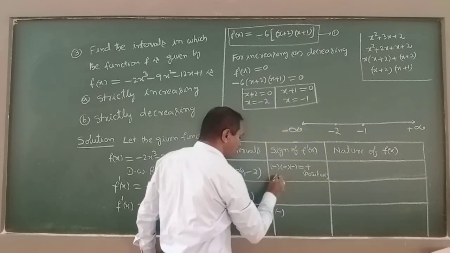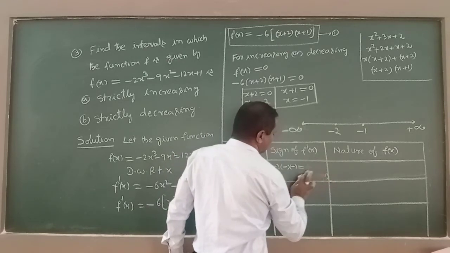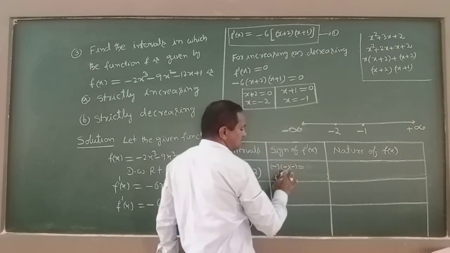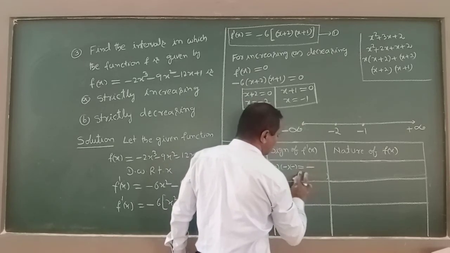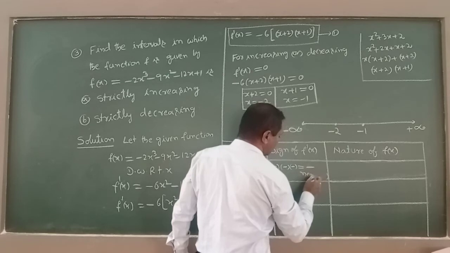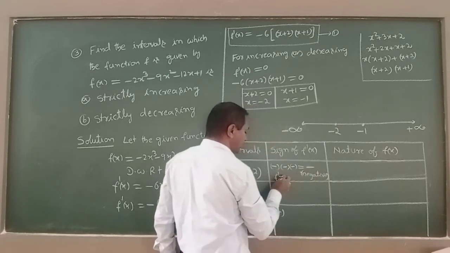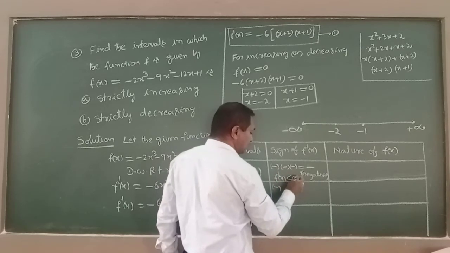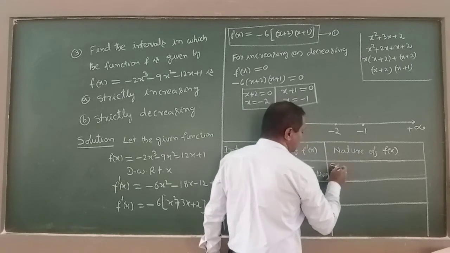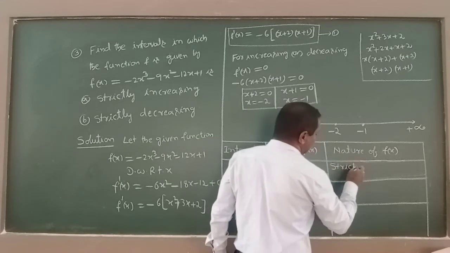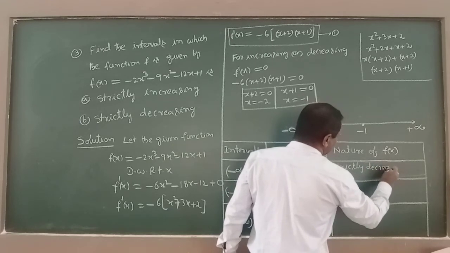Positive means what can we write? It is minus. Minus to minus plus, plus to minus minus. Minus means we can take negative here. Negative means we can write f dash of x is less than 0. Less than 0 means what can we write? Strictly decreasing function.